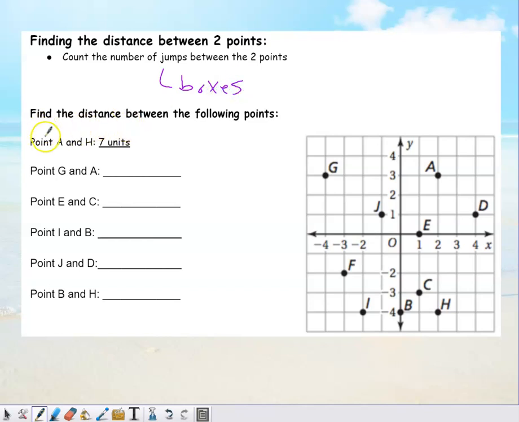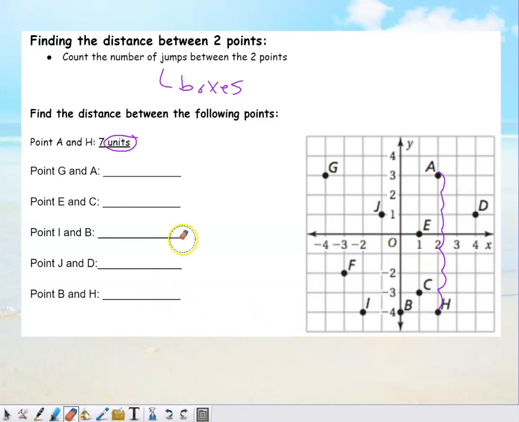Okay, so if we're looking at point A and H, we have point A and point H. You can count the jumps or you can count the boxes. So we would go 1, 2, 3, 4, 5, 6, 7. So the distance between them is 7 units. Okay, the distance between 2 points we measure in units.